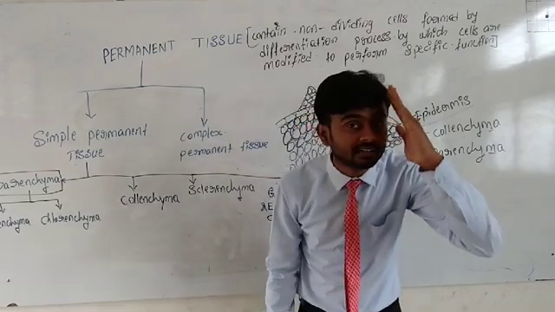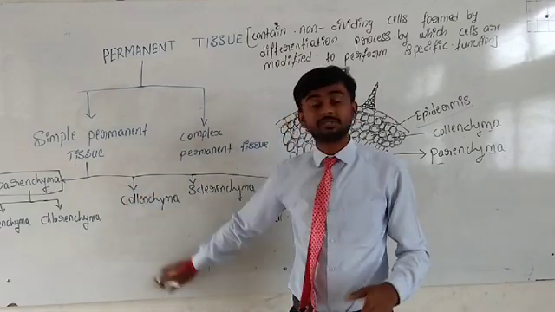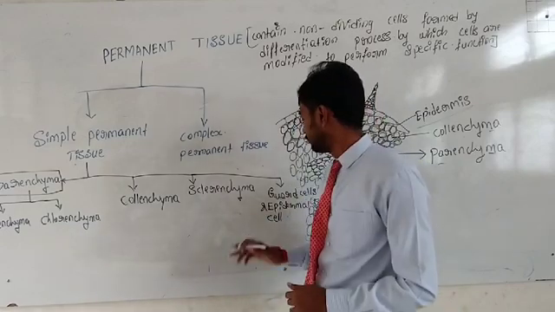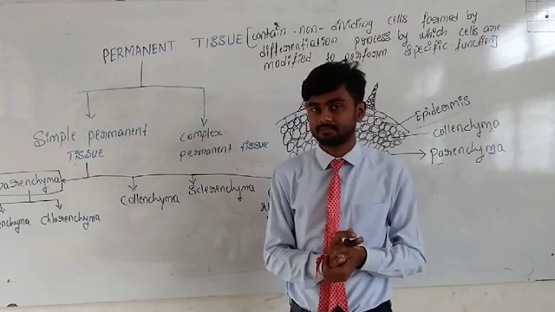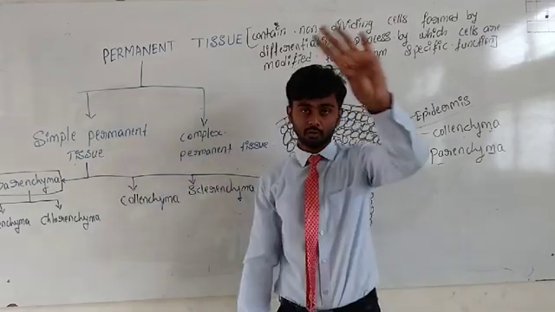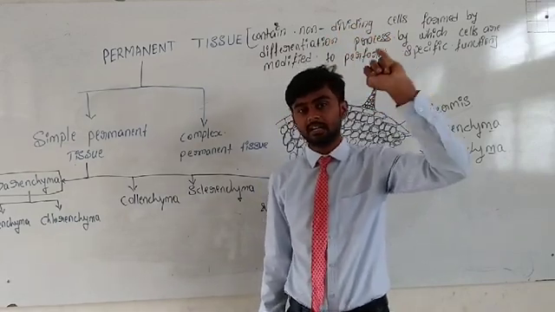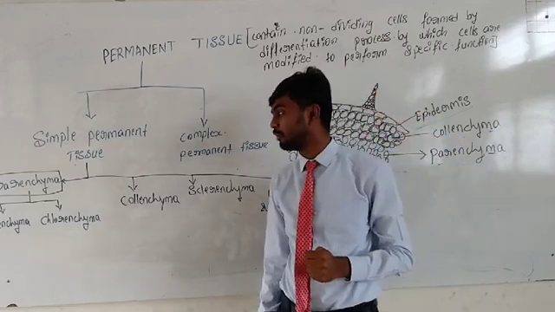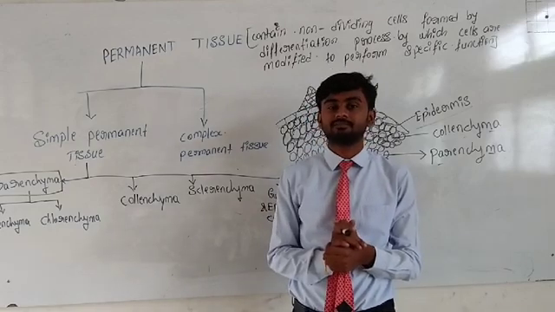One is parenchyma. Second is collenchyma. Third is sclerenchyma. And the fourth is guard cells and epidermal cells. Clear, all of you? Simple permanent tissues can be divided into four types: parenchyma, collenchyma, sclerenchyma, and epidermal and guard cells. So first of all, parenchyma. What do you mean by parenchyma?